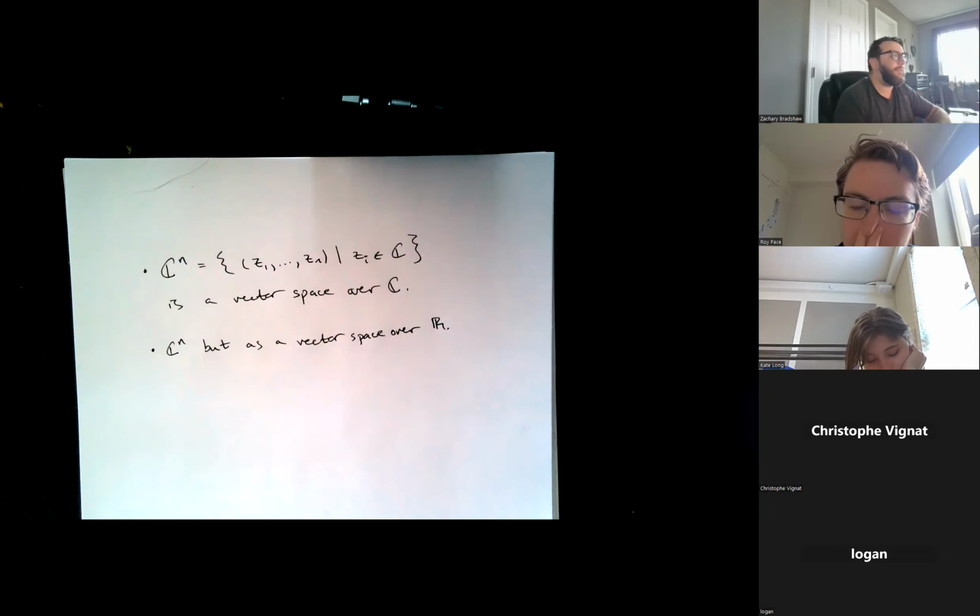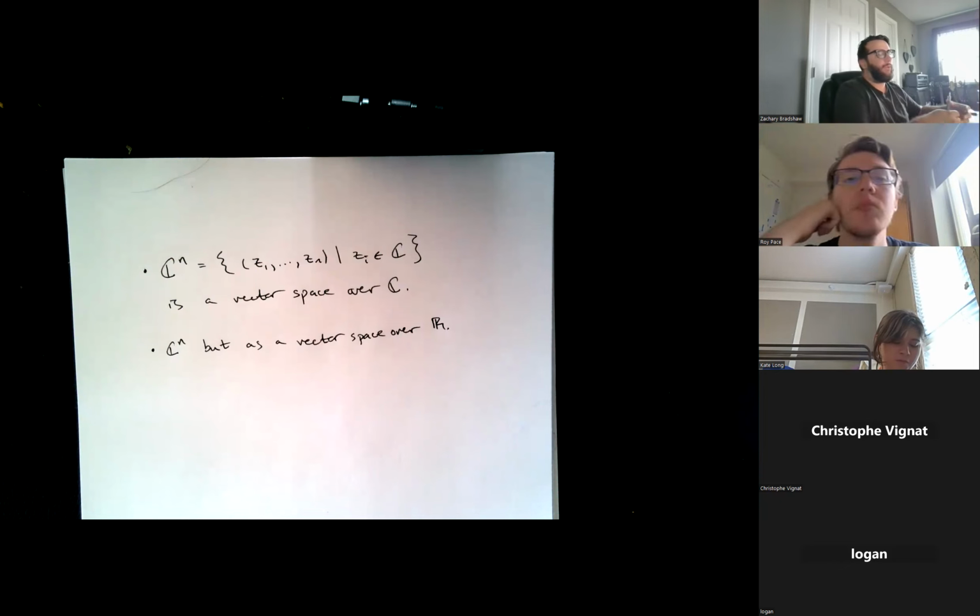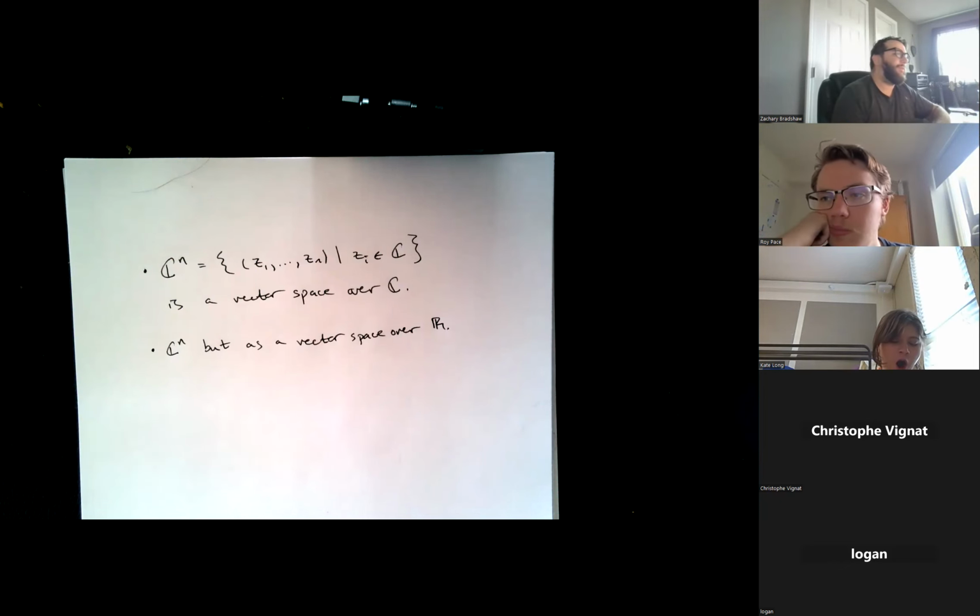Why is that? Because a real number times a complex number is still a complex number, right? I can't do Rn over C because a complex number times a real number is a complex number, and so my result won't sit inside of Rn anymore once I multiply it by i, for example.